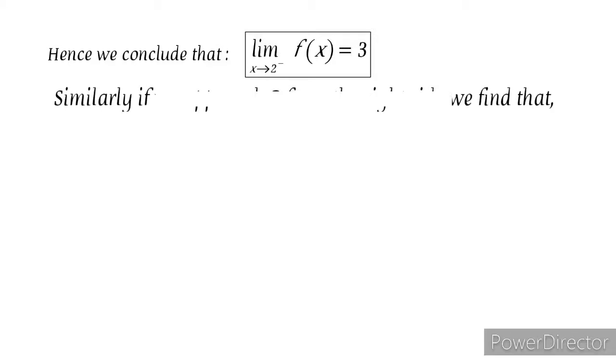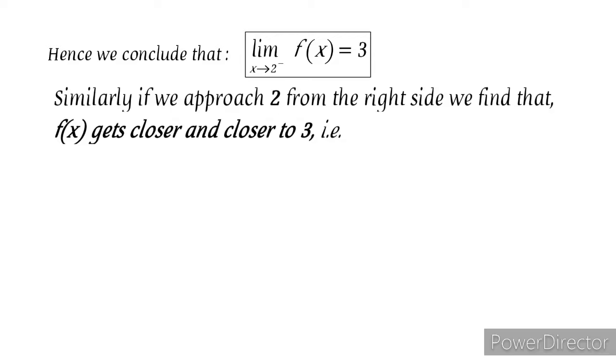Similarly, if we approach 2 from the right side, we find that f of x gets closer and closer to 3. That is, the right-hand limit is also 3. Since both the one-sided limits are equal, we have the following conclusion.